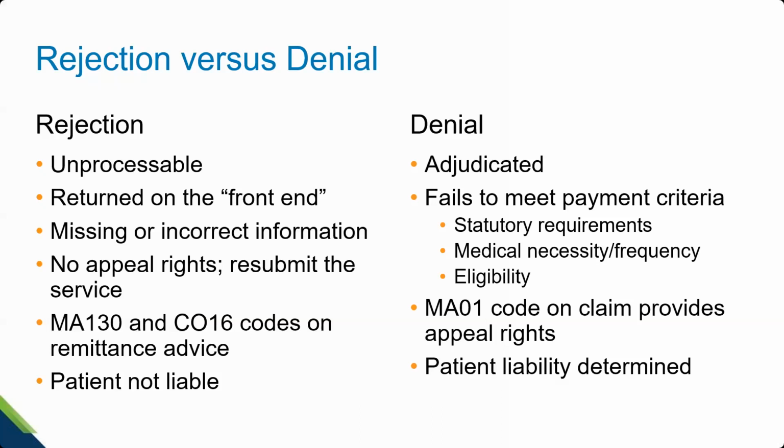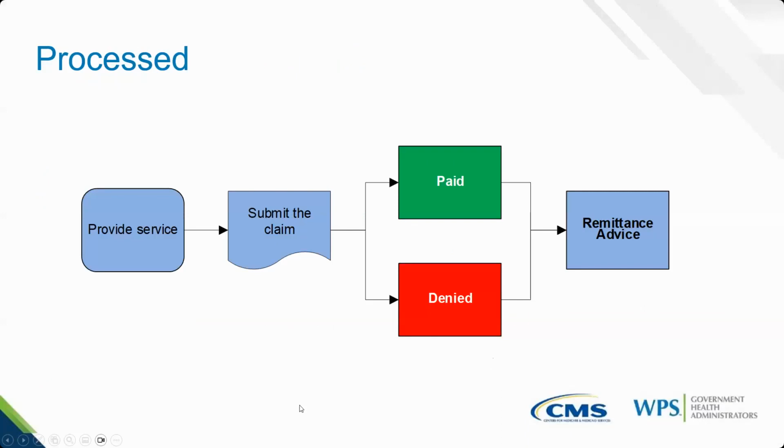Also, claims are denied sometimes due to eligibility. Sometimes it's the provider that's not eligible, or it could be that the patient is not eligible on that particular date of service to receive Medicare payment, or coverage, I should say. An MA01 code on the remittance advice should say it provides appeal rights. Most situations when claims are denied will allow for an appeal right. There are very few exceptions where you can't request an appeal. And of course, patient liability is to be determined for denied services.